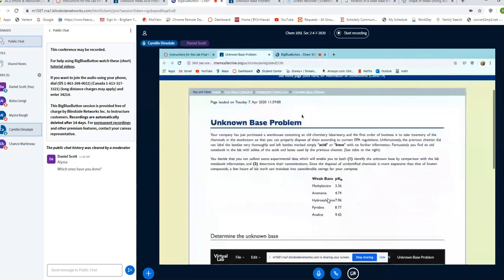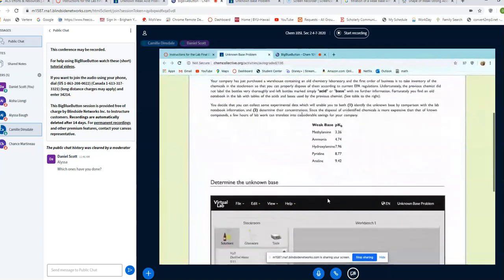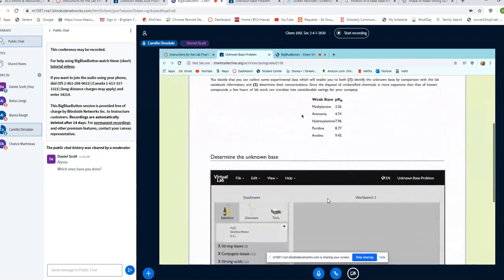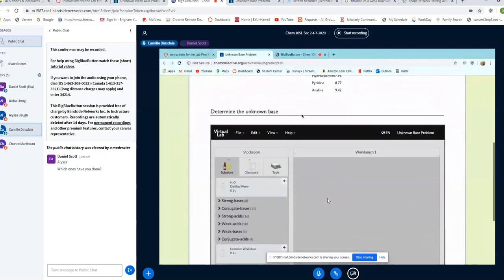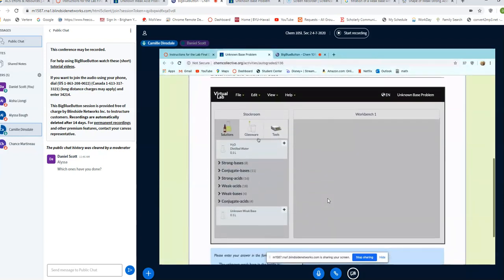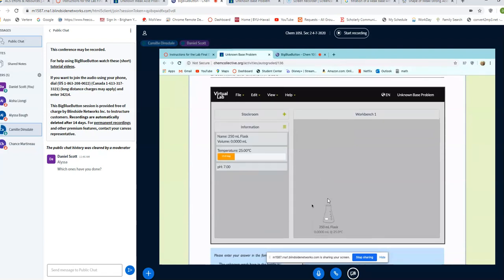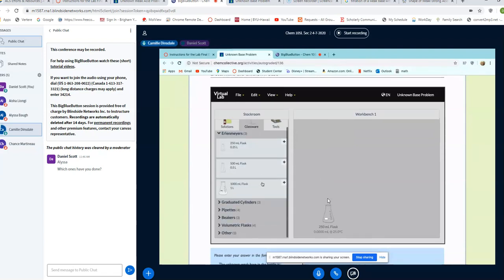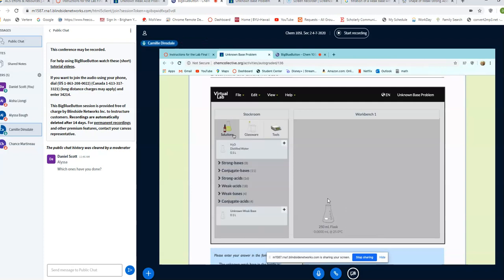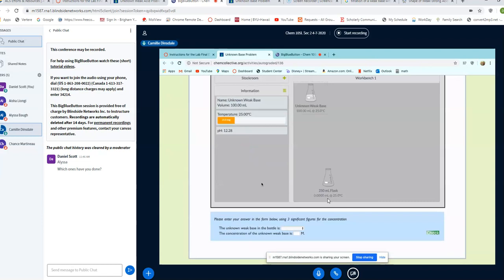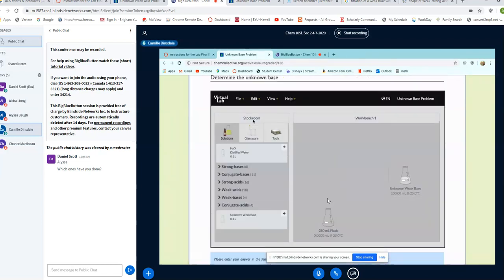So can you see my screen? Yeah, great. Okay. So start with first the Erlenmeyer flask, right? Mm-hmm. And then get the weak base and hydrochloric acid. Yeah, that's a strong base.